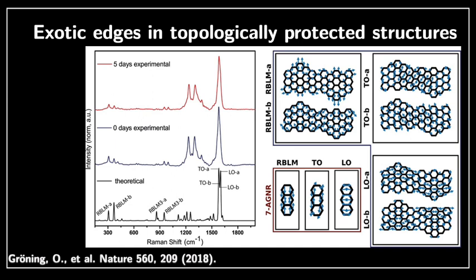And when you look at that, you can obtain experimental data at different times, 0 days and 5 days, to show that they are stable. And all those modes can be reproduced by density functional theory. It's the bottom graph, and that allows us to know for sure that we have this type of GNR in the material.